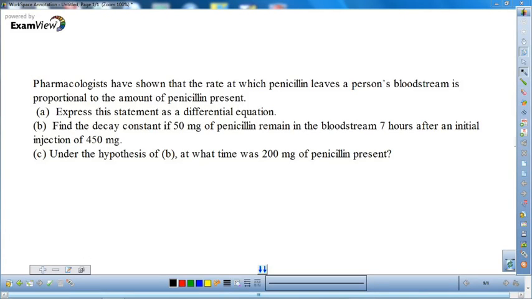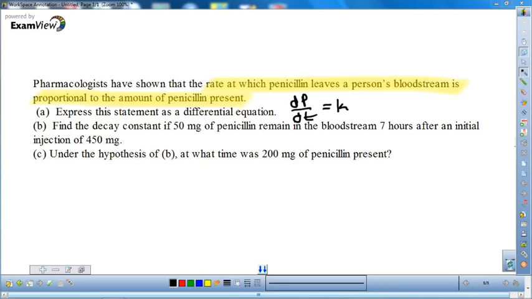Pharmacologists have shown that the rate at which penicillin leaves a person's bloodstream is proportional to the amount of penicillin present. So that is my key word, that the penicillin is proportional to the amount of the penicillin present. So part A says express this statement as a differential equation.